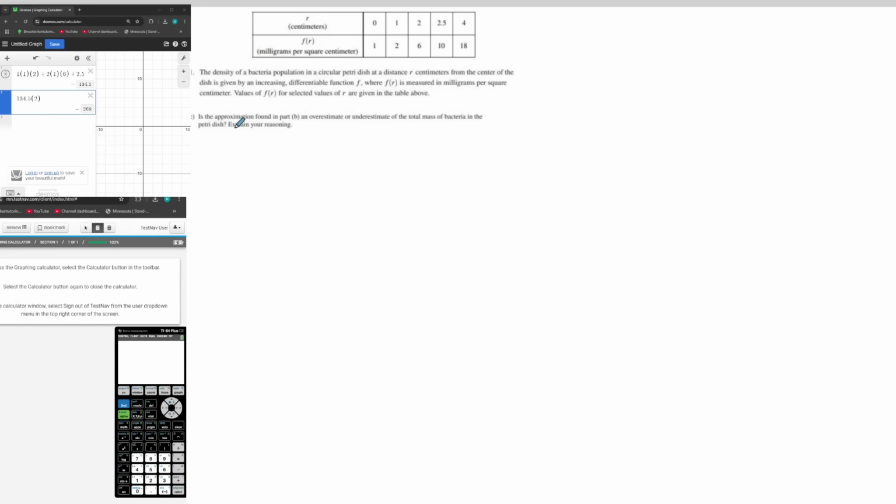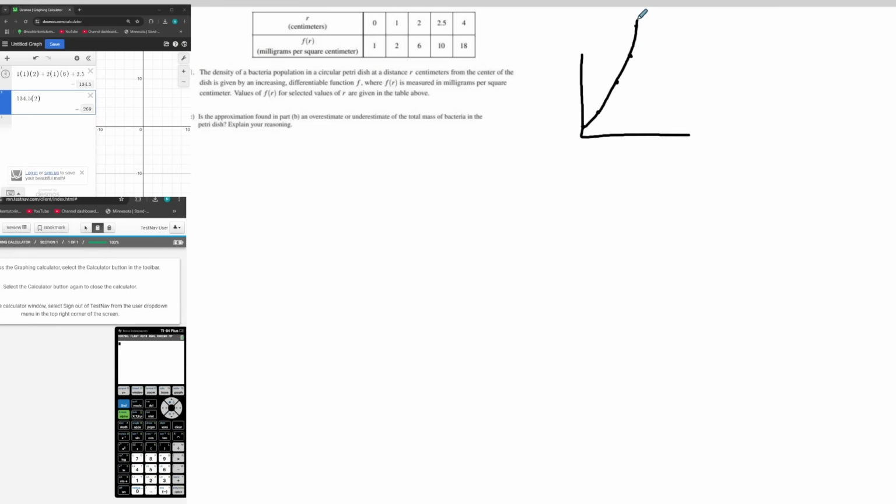So for the next part, we're asked: is the approximation found in part B an overestimate or underestimate, and explain our reasoning. What I always like to do for these, before I even try to make an idea, is just draw what this function might look like. So I would draw 0, 1, then 1, 2, then 2, 6, then 2.5, 10, and let me make these a little lower so it's a little better. And what it looks like is happening is it is increasing like this, okay?